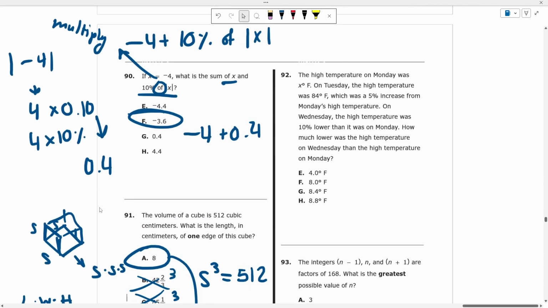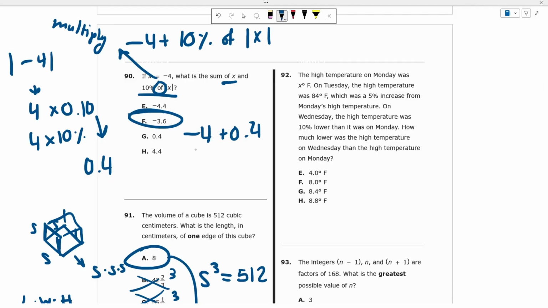Number 92 says that the high temperature on Monday was X degrees Fahrenheit. On Tuesday, the high temperature was 84 degrees Fahrenheit, which was a 5% increase from Monday's high temperature. On Wednesday, the high temperature was 10% lower than it was on Monday. How much lower was the high temperature on Wednesday than the high temperature on Monday?